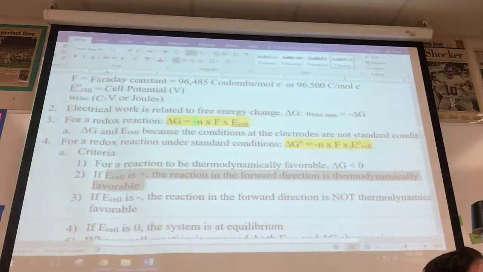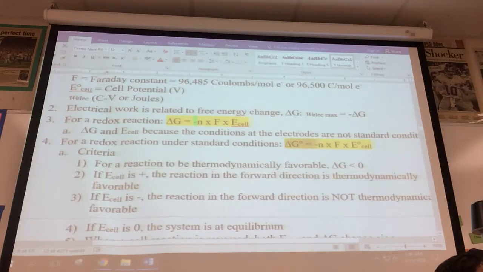If E cell is positive, which it will be for a voltaic or galvanic cell, the reaction in the forward direction is thermodynamically favorable. Delta G must be negative, and you can see that from the formula highlighted in yellow right here. So if E cell is positive, a negative times a positive is a negative. Delta G will be negative. The reaction, of course, will be thermodynamically favorable in the forward direction.